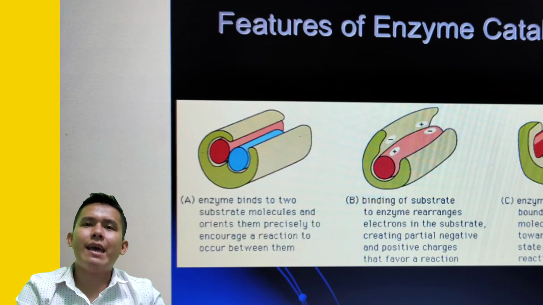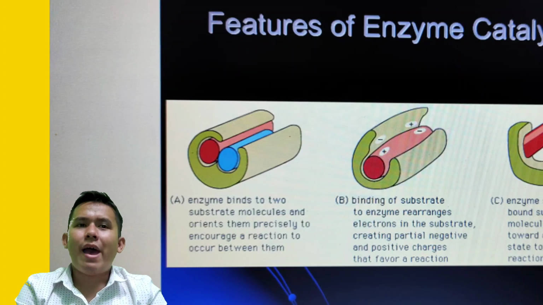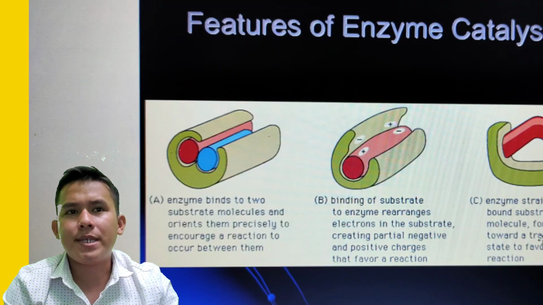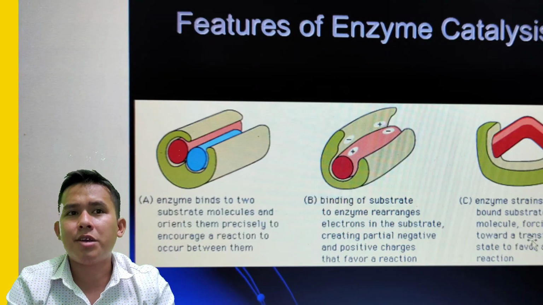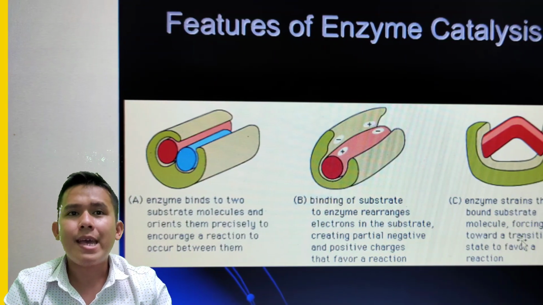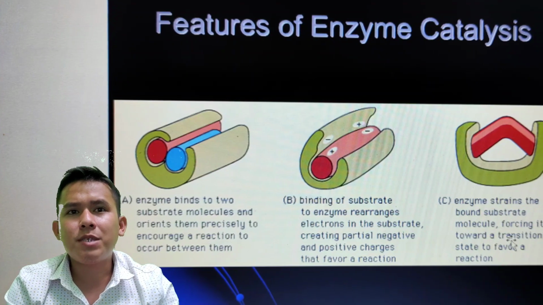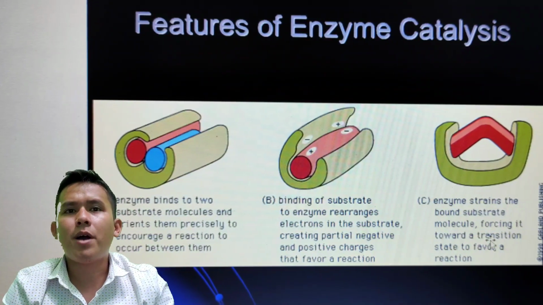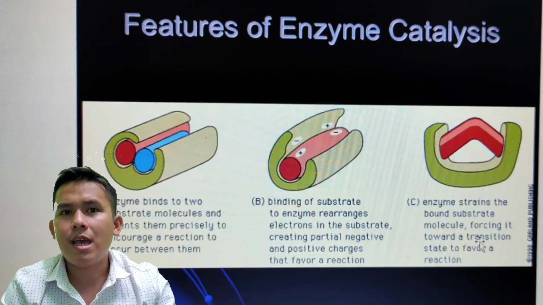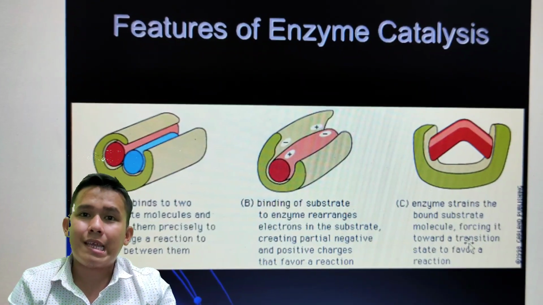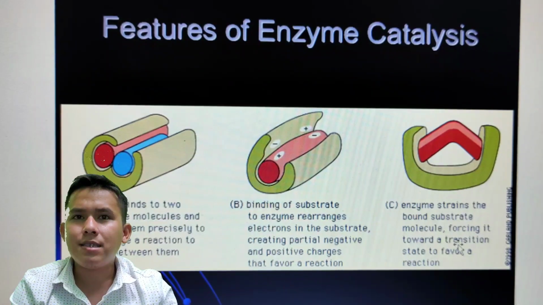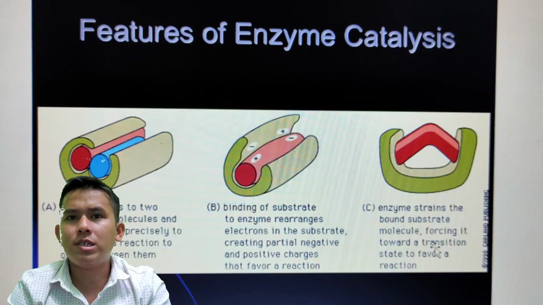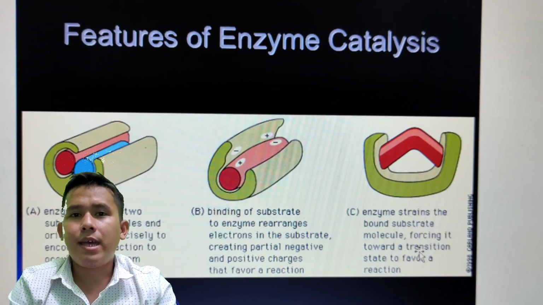These are the features of enzyme catalysis. First, the enzyme binds two substrate molecules and orients them precisely to encourage a reaction between them. Next, the binding site rearranges electrons in the substrate, creating partial negative and positive charges that favor a reaction. Lastly, the enzyme strains the bound substrate molecule, forcing it toward a transition state to favor a reaction.